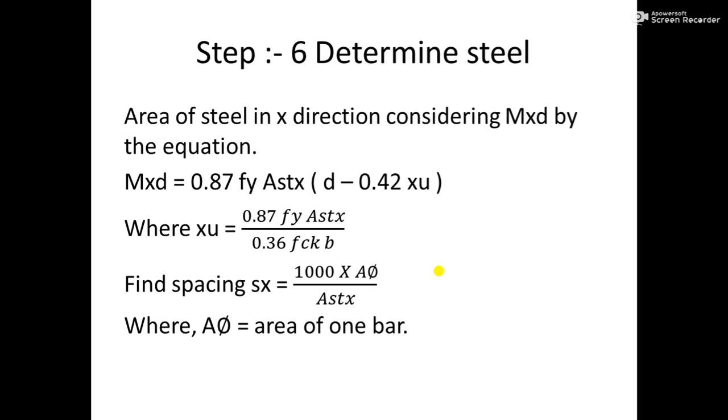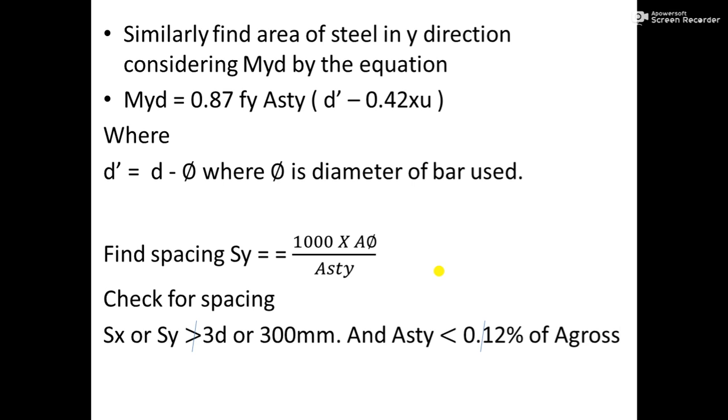This formula you can use for calculation of main steel. Only the change is in bending moment. When you are going to calculate the steel along x direction, take the bending moment along x direction, and when you are going to calculate the steel along y direction, take the MD along y direction. In the term FCK BD square, only the depth changes; the effective depth changes. That change we will see while solving the problems.